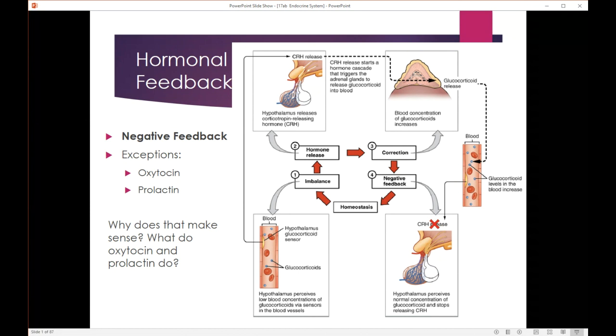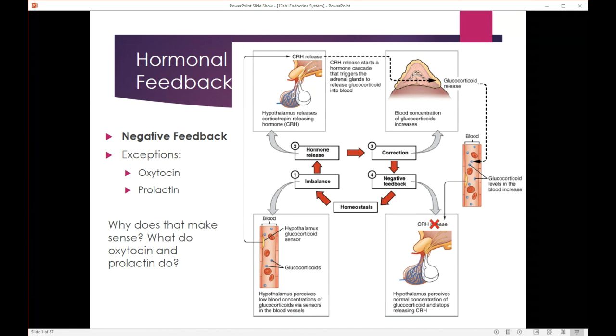So why would that make sense? What do oxytocin and prolactin do? So oxytocin, you may have actually heard of Pitocin. That's something that we give to pregnant women to help stimulate labor, right? And so oxytocin is released as the uterus contracts, okay? So it causes uterine contractions, and then as the uterus contracts, it causes the release of more and more oxytocin. So that's that positive feedback mechanism that you've talked about when you learned about positive feedback in childbirth.